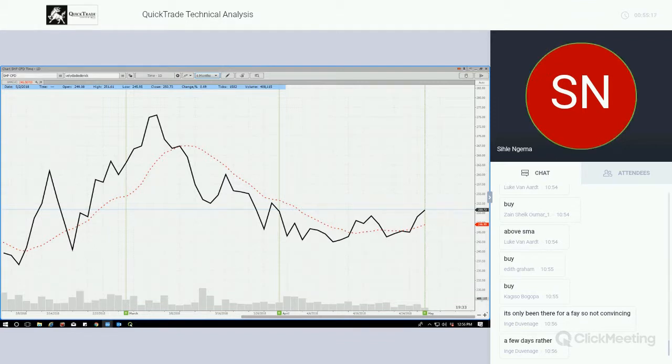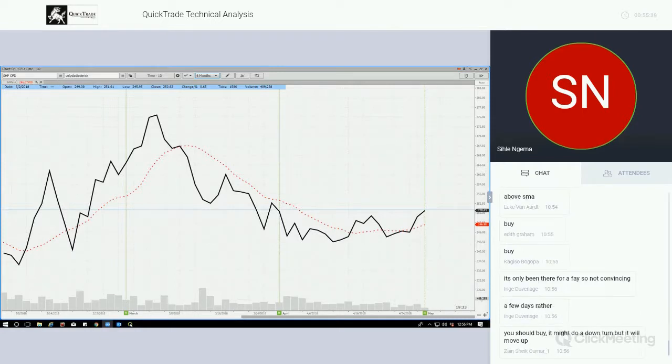Yeah, I understand exactly what you're saying, but let's just focus on the basic concept for now. That we're supposed to be buying because we are above the moving average. And I understand that it's been like that for a few days, but it's above the moving average. So for that reason, we should actually consider going long, because we are above the moving average.